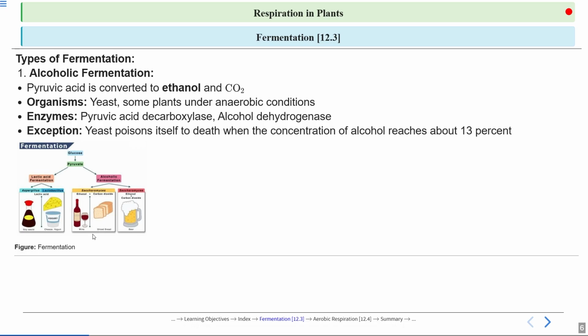If we talk about alcoholic fermentation, then it occurs in some yeasts like Saccharomyces. So there is ethanol plus carbon dioxide. These are the end products. And products like wine and sliced bread are made by alcoholic fermentation. And also beer is produced by the same process.